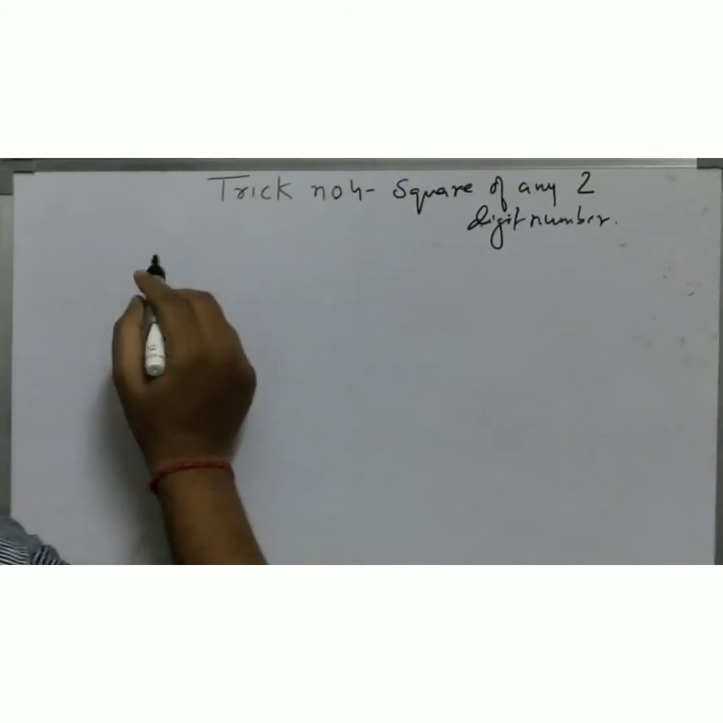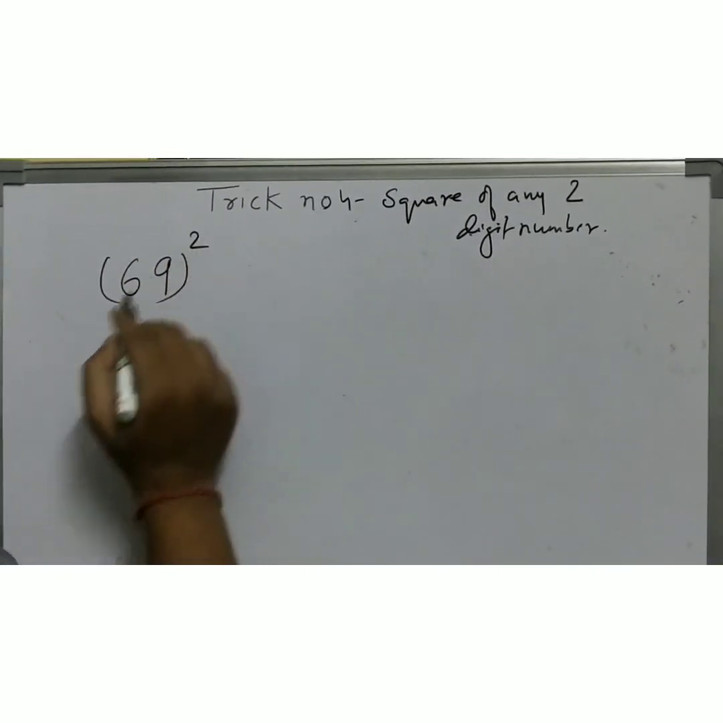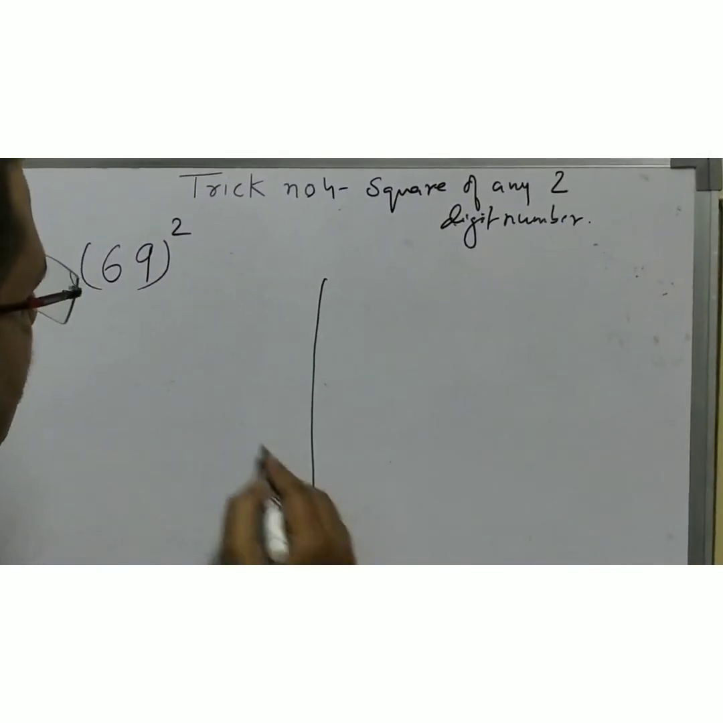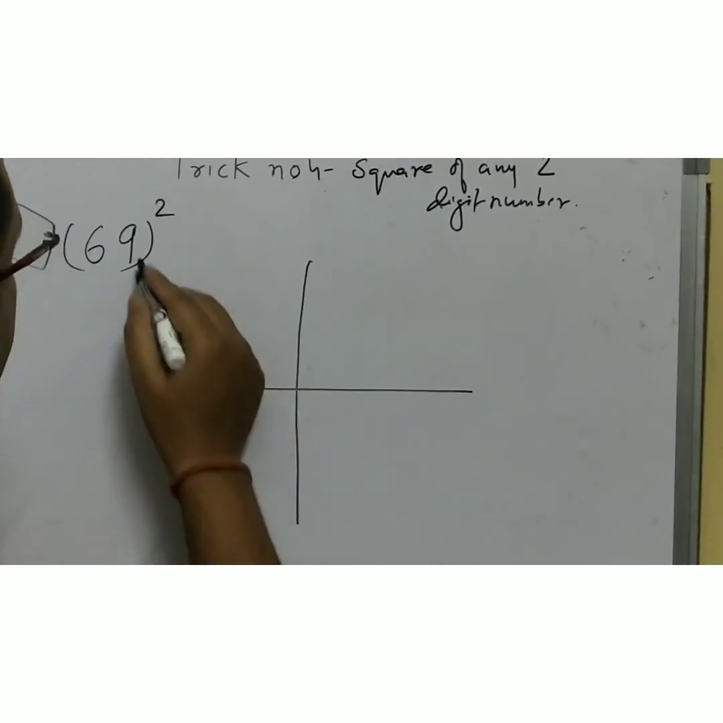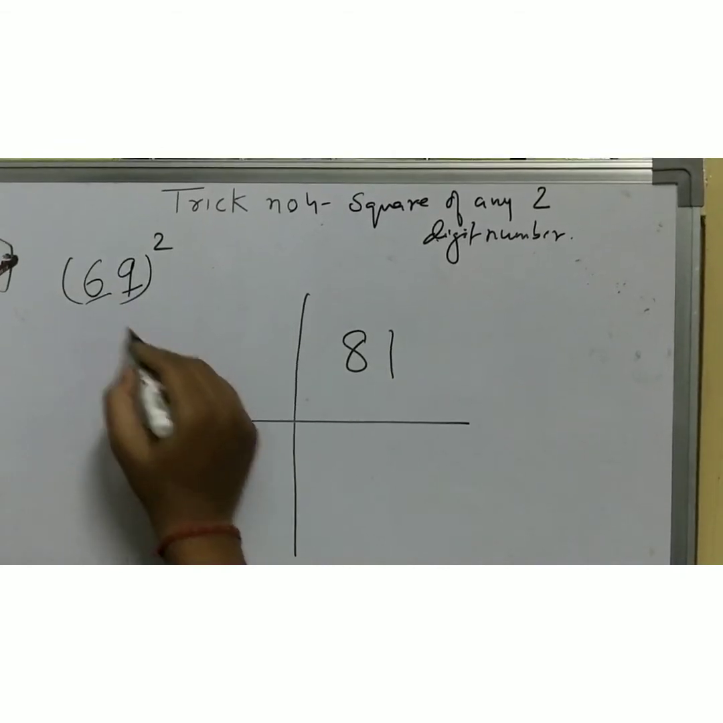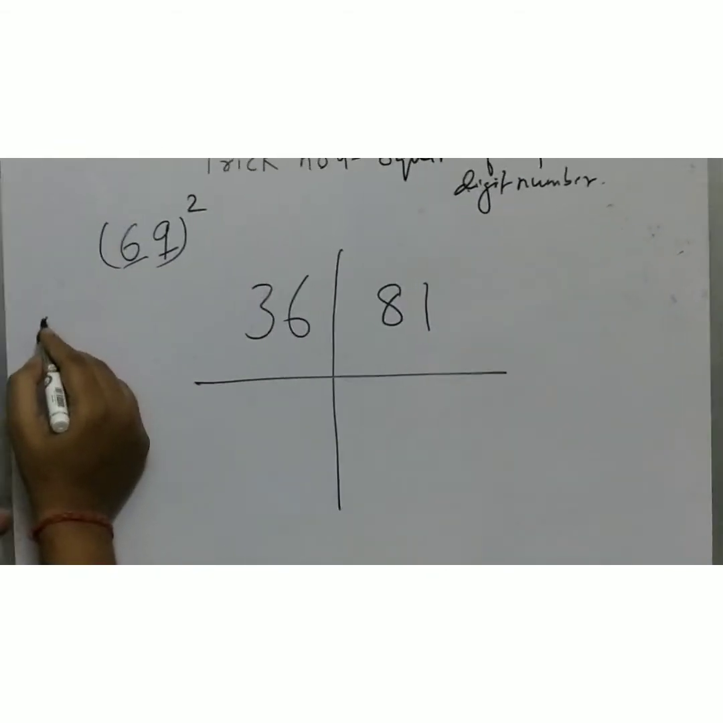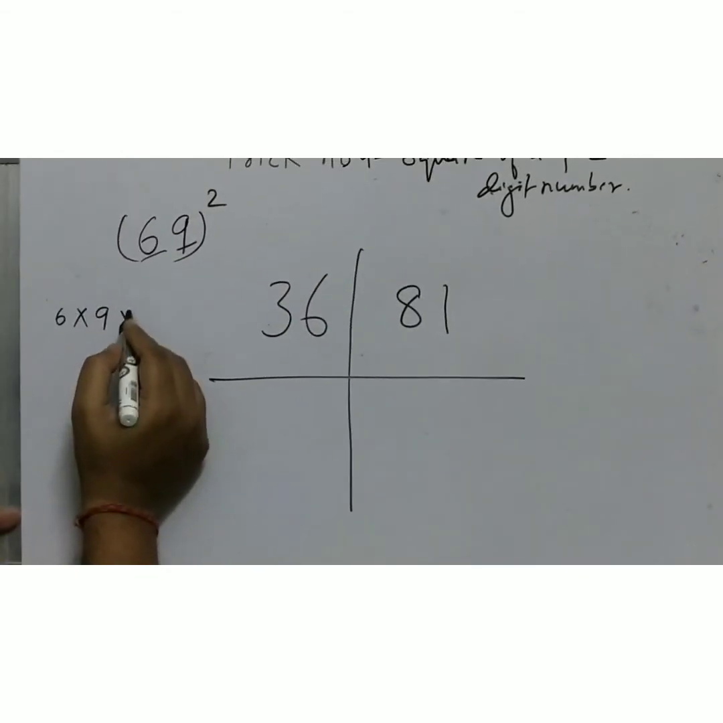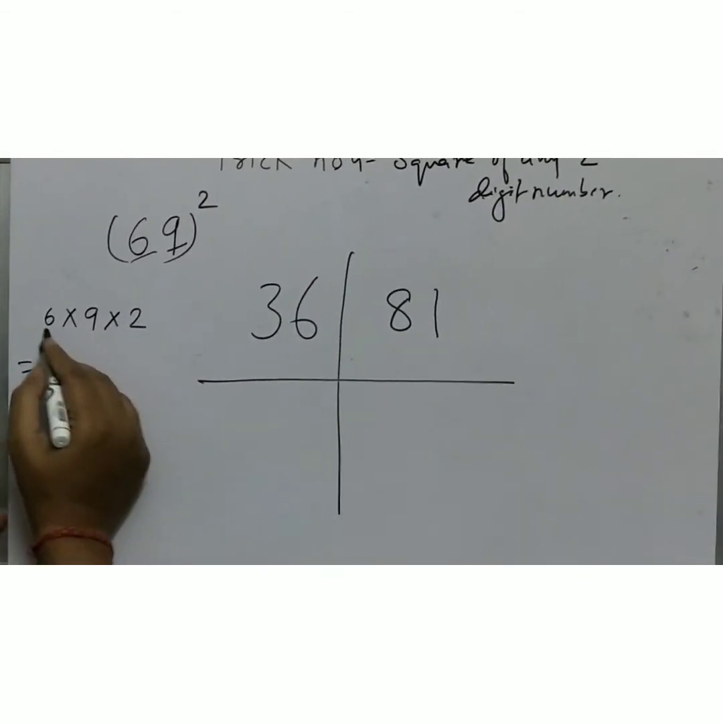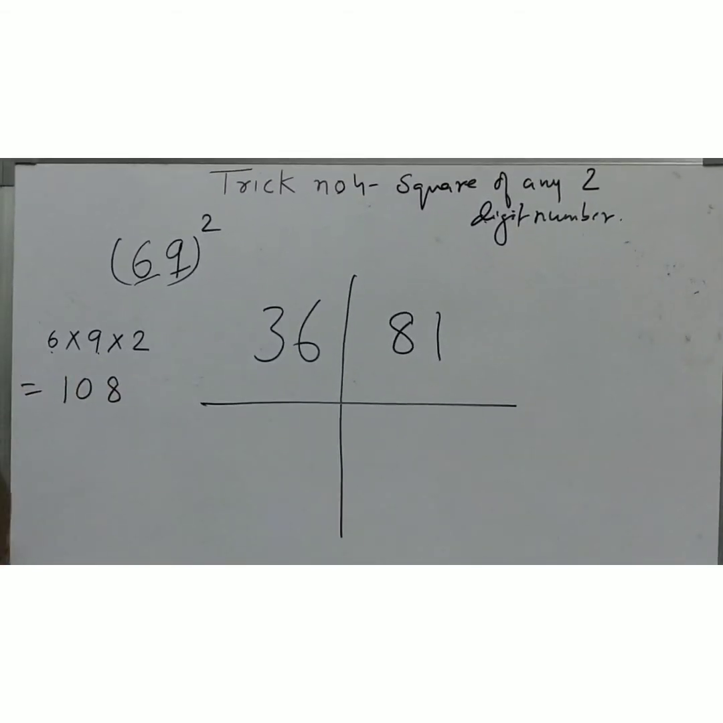For example, the square of 69. So let us make the sign. Last digit is 9, 9 square is 81, first digit is 6, the square would be 36, and now 6 multiplied by 9 multiplied by 2. 6 9s is 54 and 54 2s is 108.